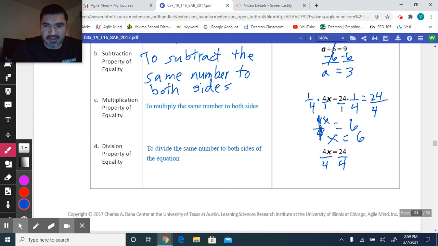And 4 divided by 4 is 1. 1 times x is x. And then 24 divided by 4 is 6. So notice multiplying by 1/4 is the same thing as dividing by 4.